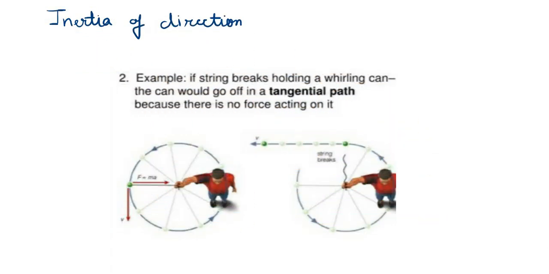The third type of inertia is inertia of direction. Let us suppose a person is revolving a ball. What happens if the rope breaks suddenly? We know the ball will move in the tangential direction because it has inertia of direction. The ball cannot change its direction by itself. So it will move in a straight line from where it was broken. Okay.